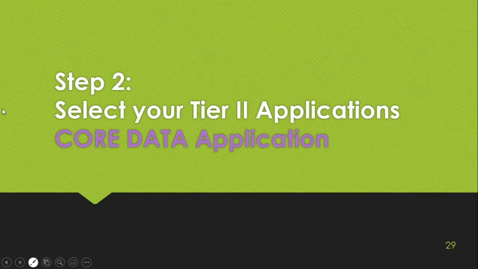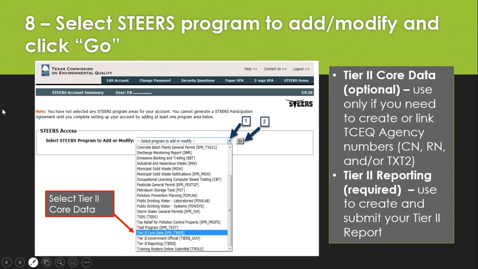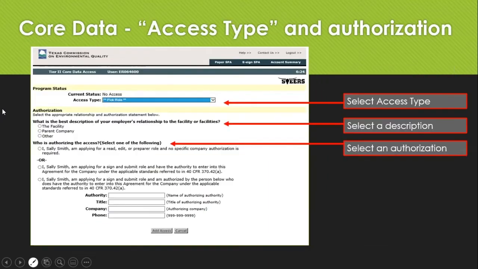So now on to step 2. We're going to select the Tier 2 Core Data application and add it to your account. So again, you've signed into your Steers account. You've navigated to the My Account page. On that Steers Access for the Steers Program to Add or Modify drop-down list, you'll see Tier 2 Core Data. Once you've selected that, you'll be taken to the Access page, and you'll see 3 different sections you'll need to fill out. There's the access type, and then the 2 different authorization statements.